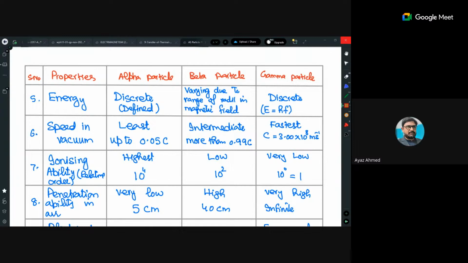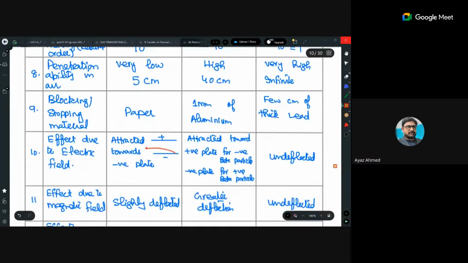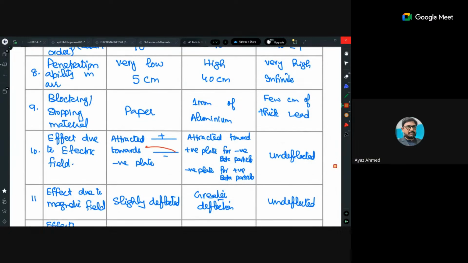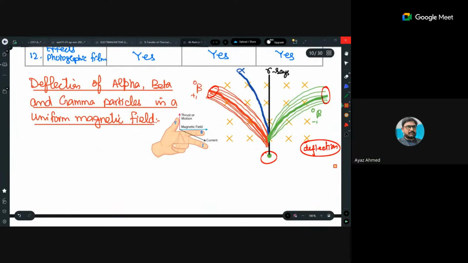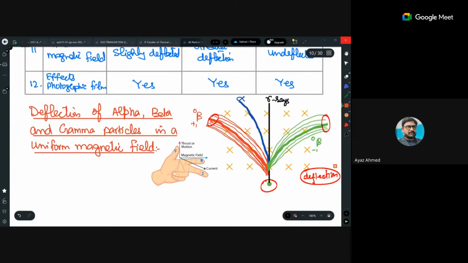Beta particles are almost 99% of the speed of light, and gamma particles move exactly with the speed of light. Ionization power levels are given, but you can simply say that the ionization power of the alpha particle is highest, then beta, and then gamma, and penetration is lowest for alpha and highest for gamma. And then they can be blocked by paper.